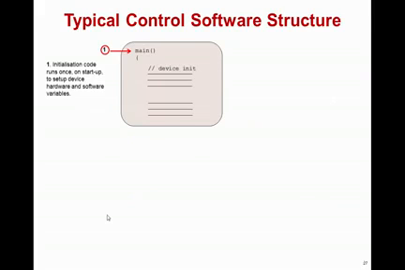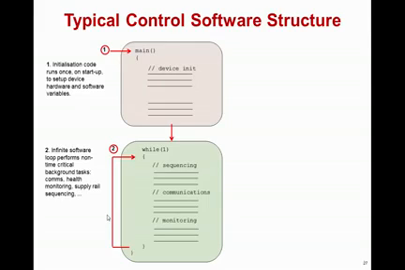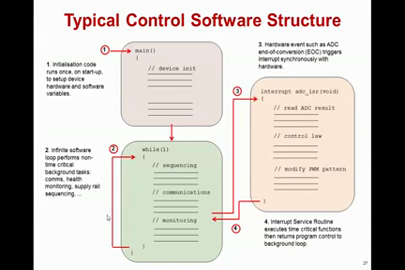Typical control software structure consists of a main loop within which a while loop is inserted, and an interrupt will interrupt the while loop at any given time. The code we've been looking at exists in the interrupt ISR, shown on the right-hand side.